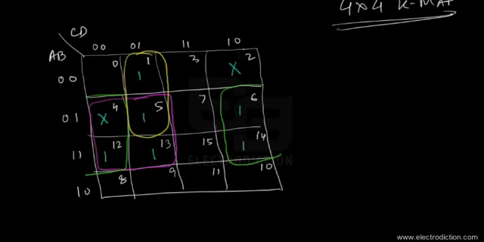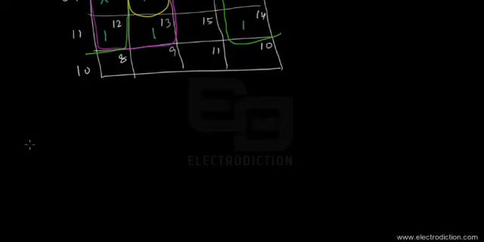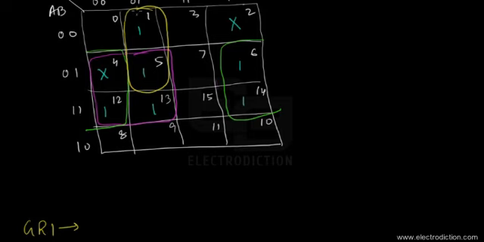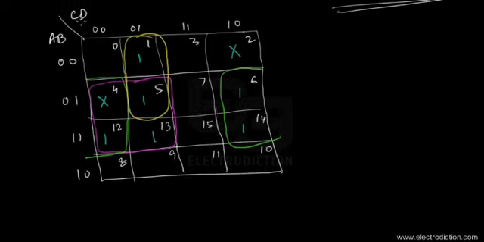Now this is done, and we're going to find the reduced expressions for each of the groups concerned. First of all, we're going to go for group 1, that is this particular duplet over here. Since this is a product of sums type of K-map system, we're going to arrange the variables as certain products and then take their sum together.